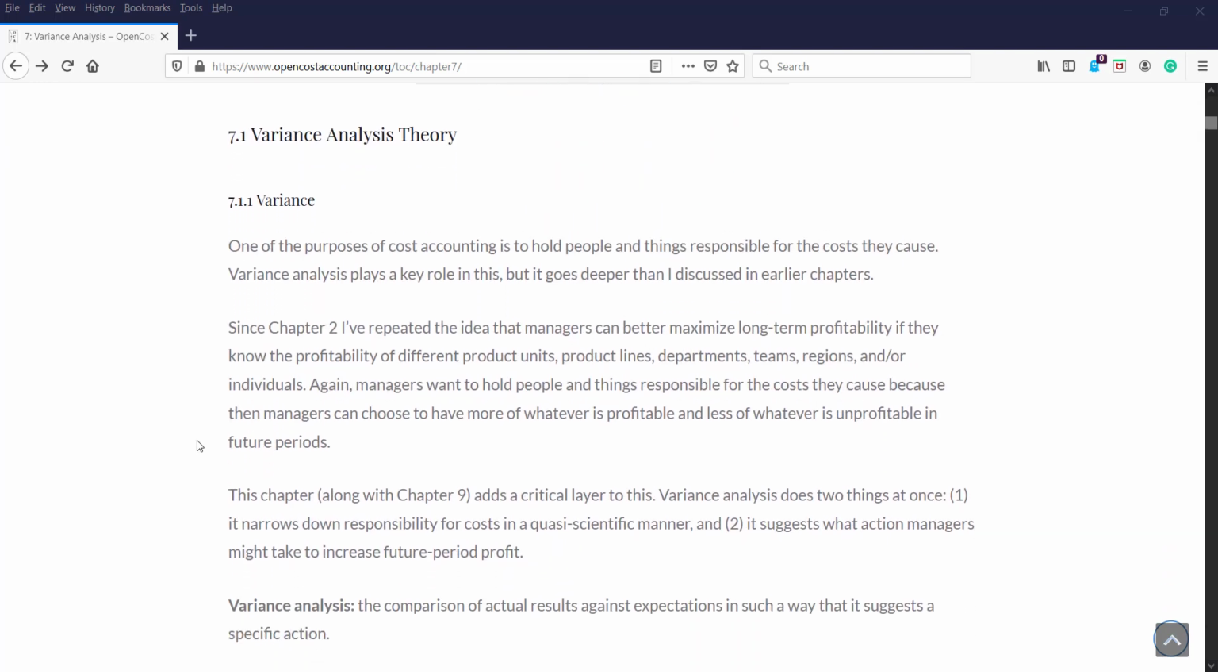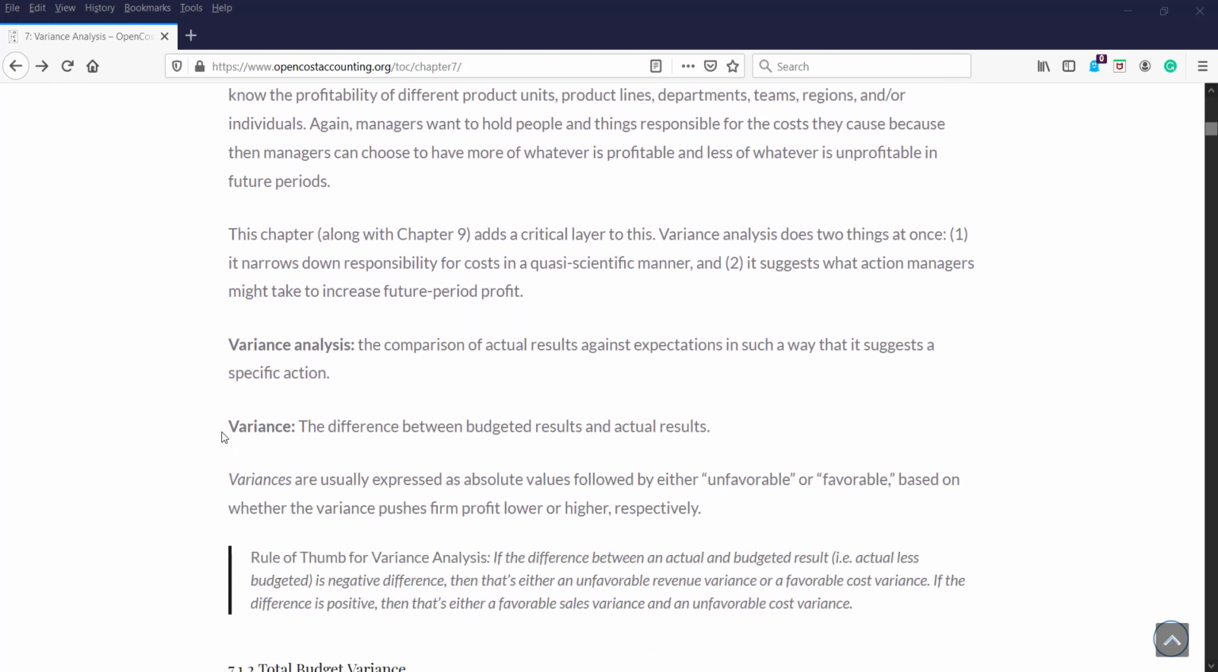Now, the underlying variance analysis theory starts with a couple definitions here. Variance is simply the difference between budgeted results and actual results. Specifically, if it helps you to keep things straight, you want to do this alphabetically and have actual minus budgeted results. If you always keep that straight, and all of the formulas in this chapter should be arranged that way, then you will have this rule of thumb that you can follow, and your variances will be either unfavorable or favorable. You can transfer if you keep the actual in front of the negative sign and the budgeted amount to the right of the minus sign.